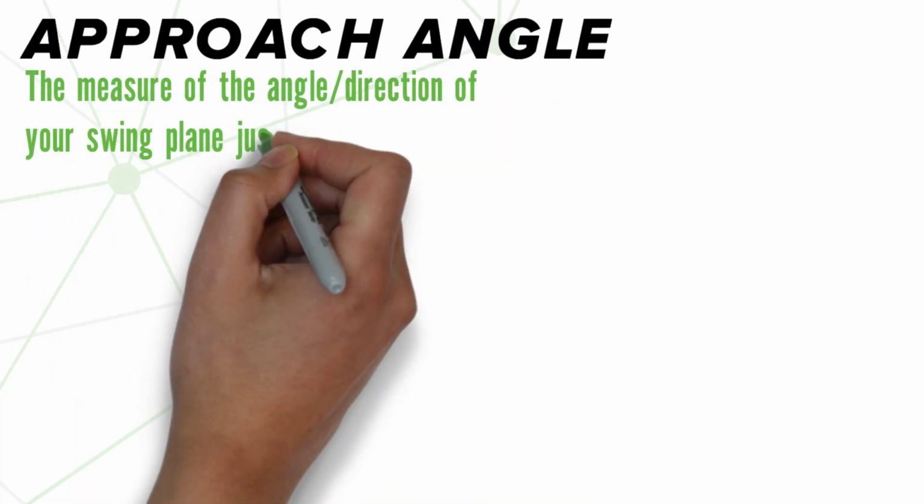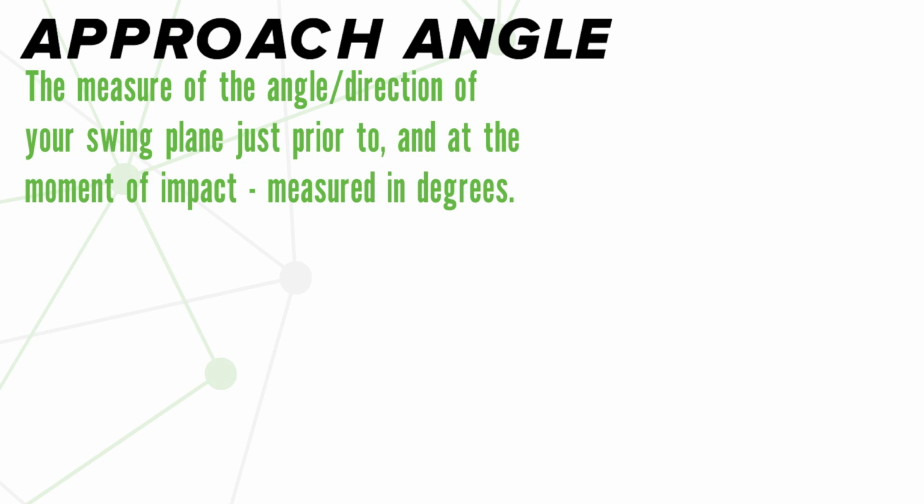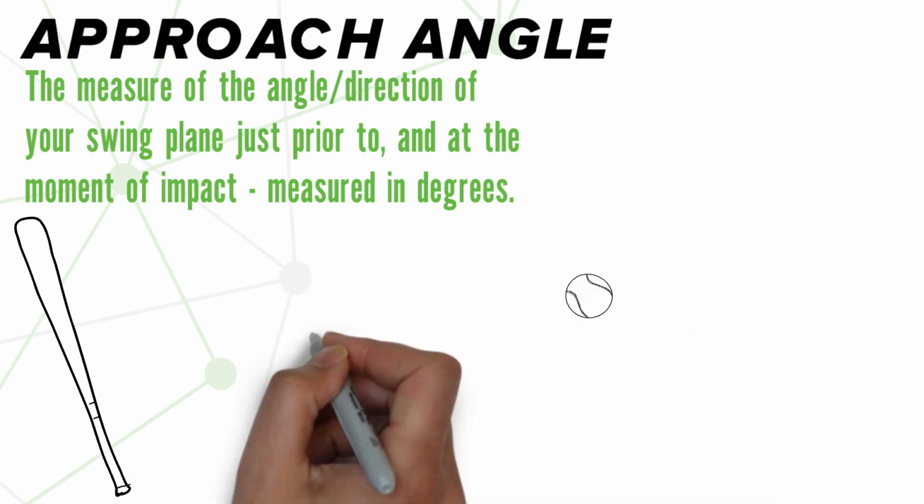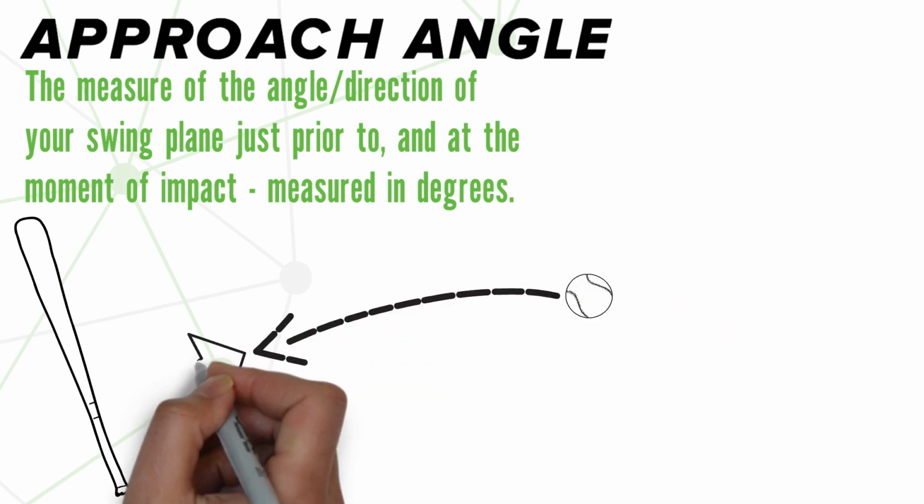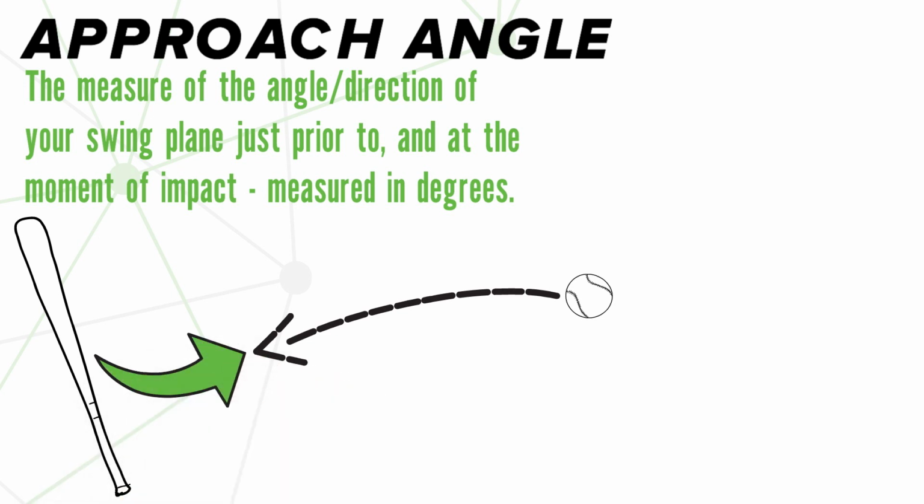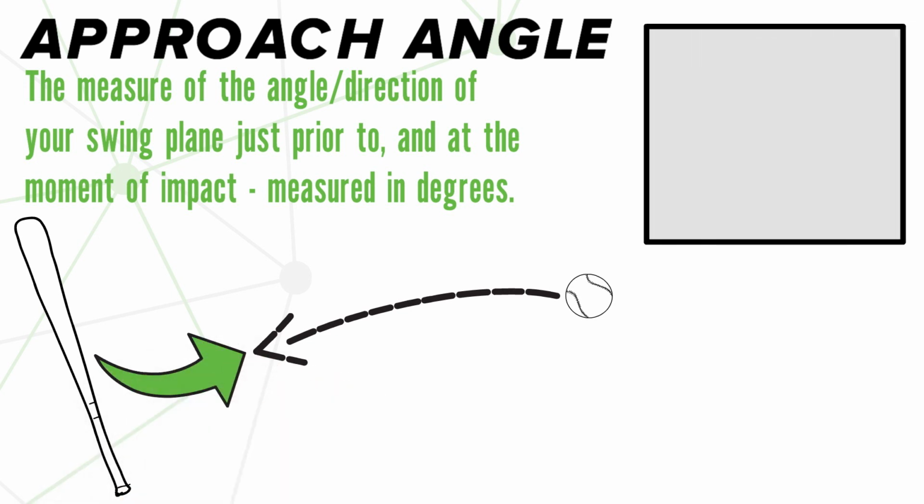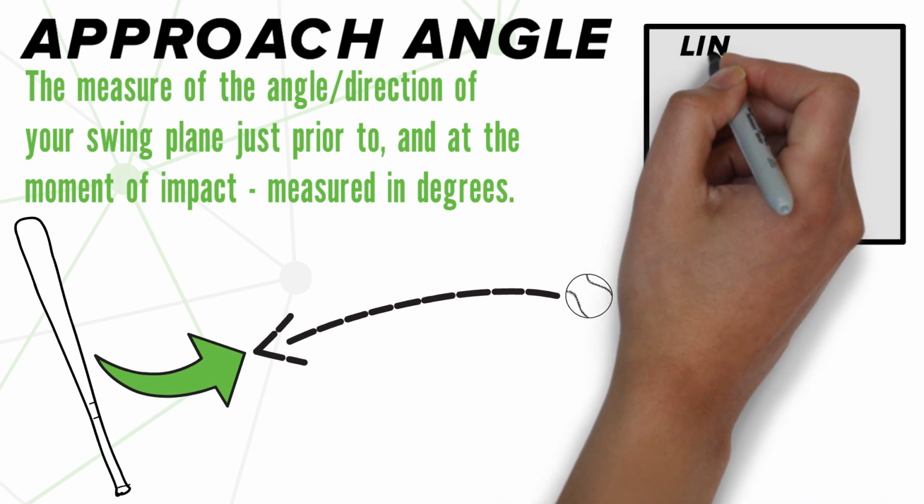Now, onto approach angle. This metric is the measure of the direction of your swing plane throughout the swing up until contact, measured in degrees. The key takeaway from this metric is that each pitch is going to be traveling downwards towards the zone at a certain degree. Matching your swing plane to that path is going to maximize your chances of making solid contact. So how does this relate to launch angle?